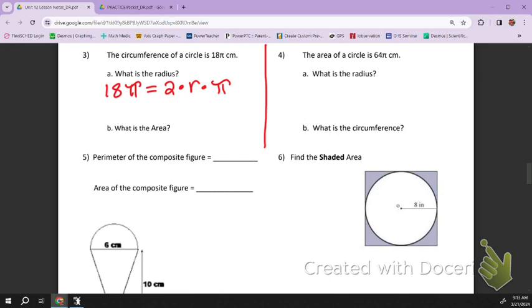If you were to solve this for r, the pi's go away. 18 times 2 times r, well, I just divide by 2. R must be 9. Okay? Are we okay with that? Going backwards from the formula.